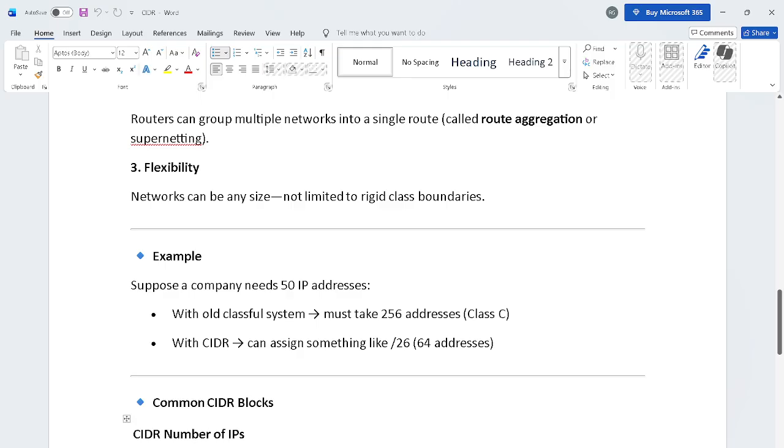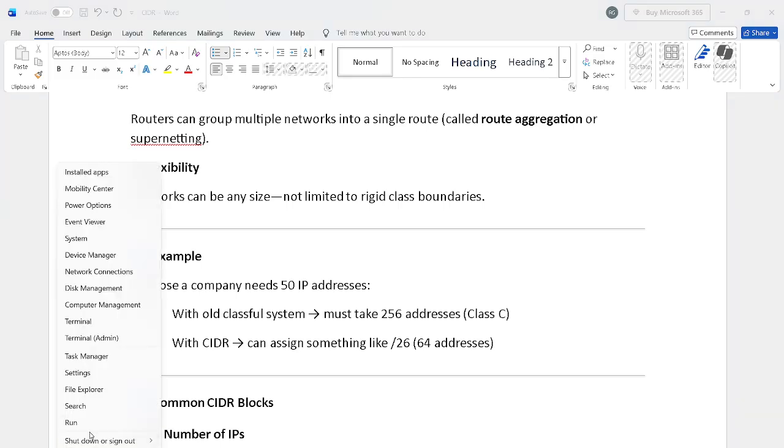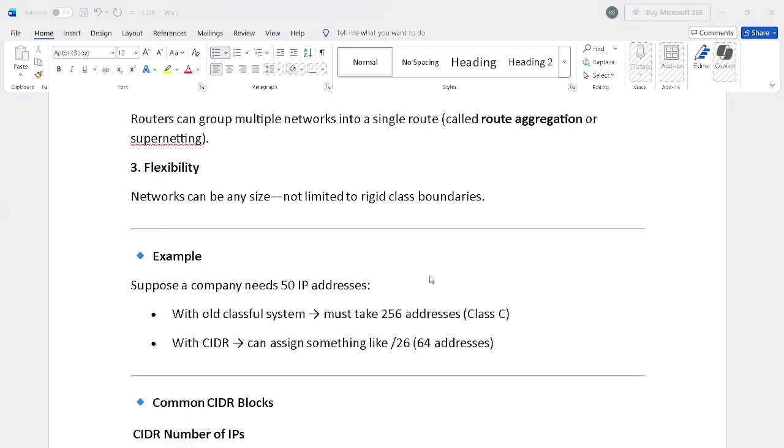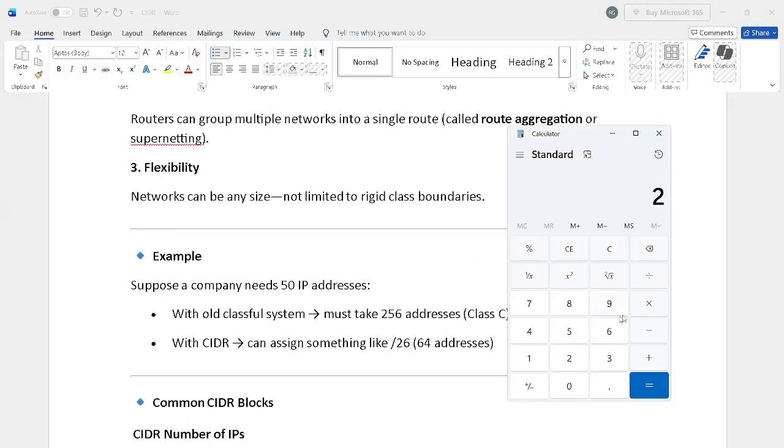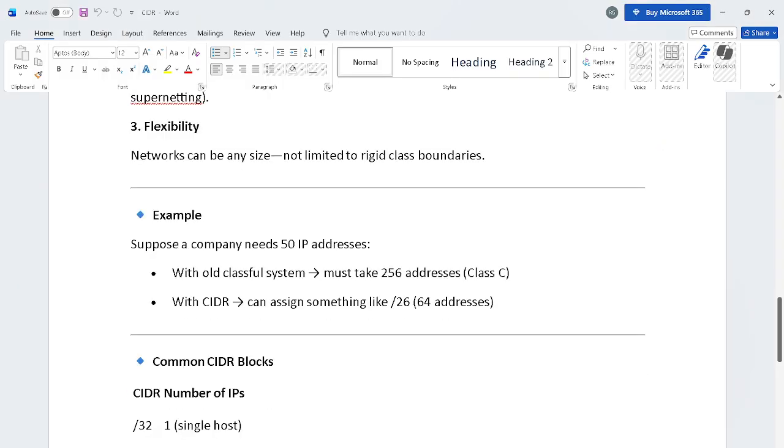It is 6, right? So we have to give 2 to the power of 6. 2 into 2 into 2 into 2 into 2 into 2, 6 times, which gives 64. So we calculate the host bits, and it becomes 64 addresses.